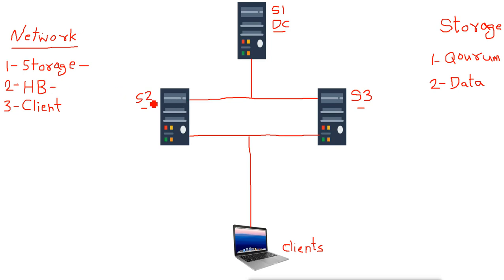So all the servers in the cluster send heartbeat traffic to each other, and for that we need a separate network. Then we need a separate network for the clients also. When clients try to use the services of the cluster, they need a network so that they can connect and use the services of the cluster.